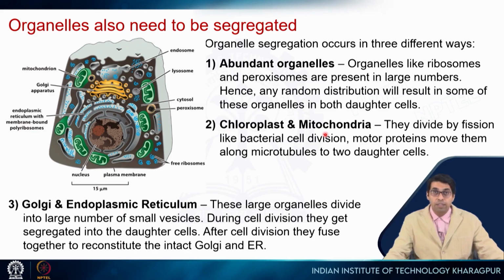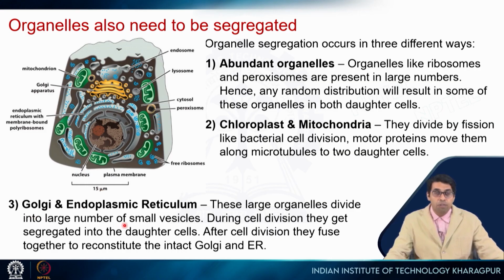Chloroplasts and mitochondria are very important organelles. To ensure that both cells get enough of these organelles, they divide by fission, just like bacterial cell division, and they are transported by motor proteins along the microtubules to the two daughter cells. They sort of hitchhike on these microtubules along to the two poles. That ensures that enough chloroplasts and mitochondria will be present in the two daughter cells if it divides like this.